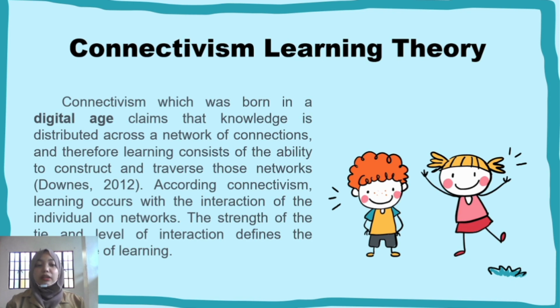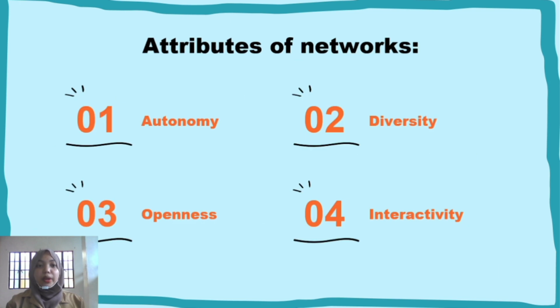So the better or the stronger the connection or the interaction within the groups or within the networks, then the higher the level of learning. Now, we have here the attributes of network. So we have autonomy. With autonomy, the learners can have their say, or can associate their learning, their topic, or the lesson that should be learned with their own interest.